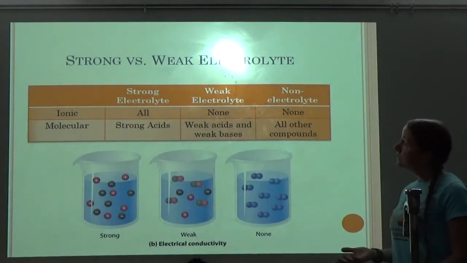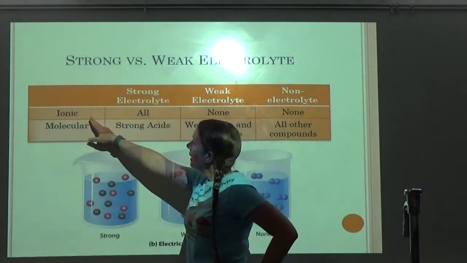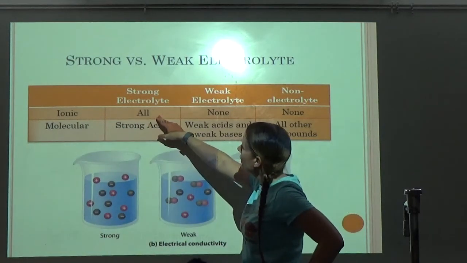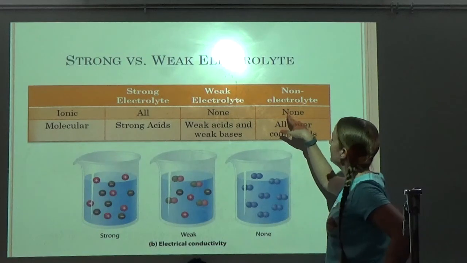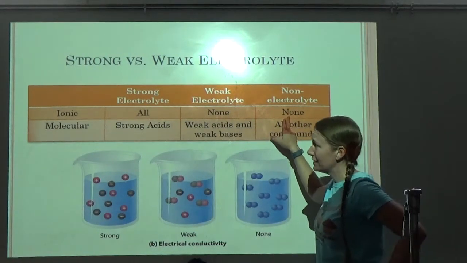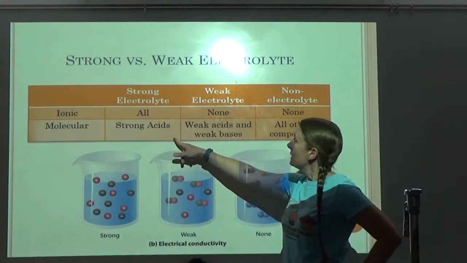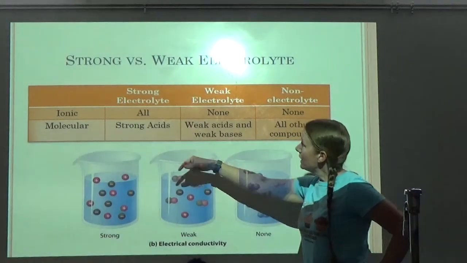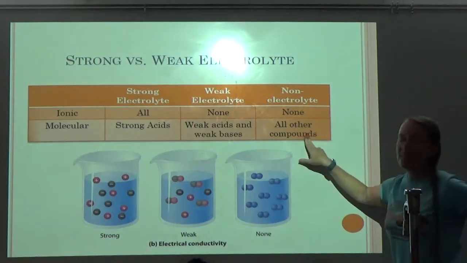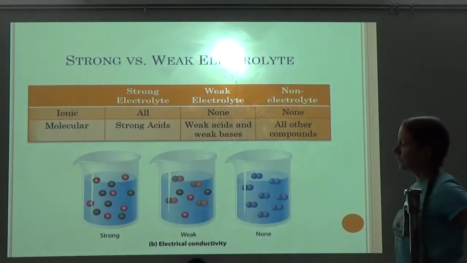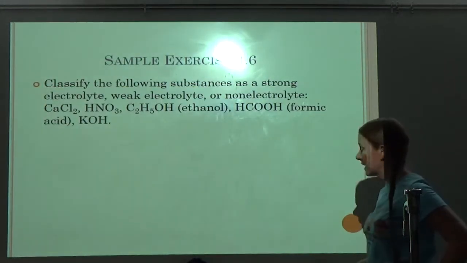All right, so strong versus weak electrolytes. Our strong electrolytes: ionic, all of them are strong electrolytes. None of them are weak electrolytes, and none of them are non-electrolytes. Molecular, your strong acids or strong bases are strong electrolytes. Weak acids and weak bases are weak electrolytes. Anything else is a non-electrolyte. Okay, and remember that's just about how well it can conduct electricity.